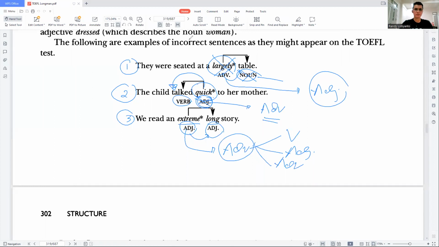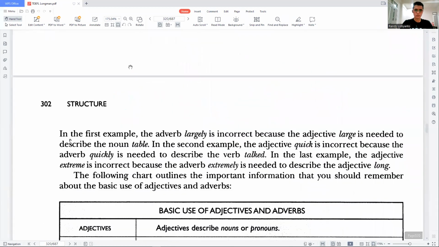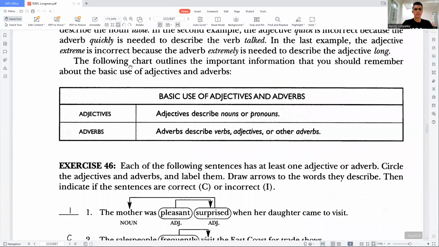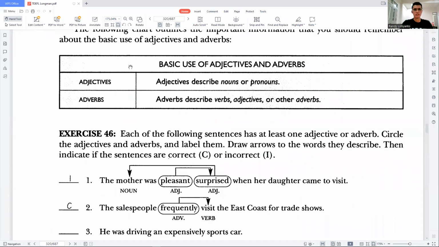Okay, so let's move on. Adjectives describe nouns or pronouns, while adverbs describe verbs, adjectives, or other adverbs. I think I have mentioned it so many times.